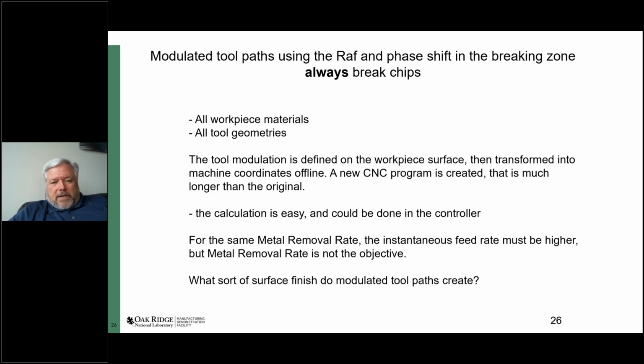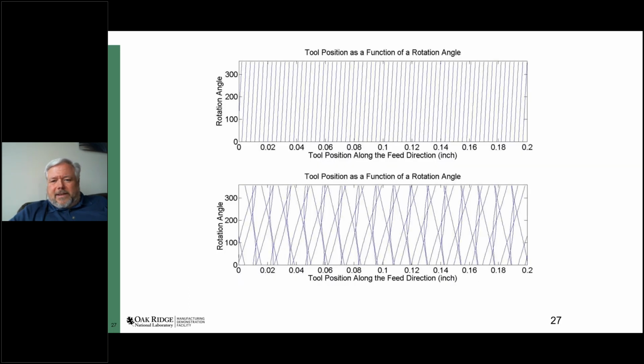But I'm sure you have questions, and questions might be, what do the surfaces look like? It might be that the surface is worse because sometimes the waves add up and sometimes they subtract from each other. Or it might be that it's better because the tool goes back and forth over a surface that it already made, so maybe it acts like a wiper. Well, it turns out it could be either.